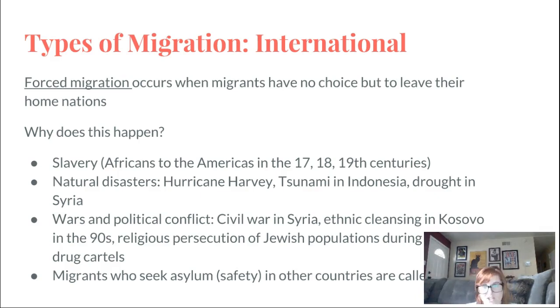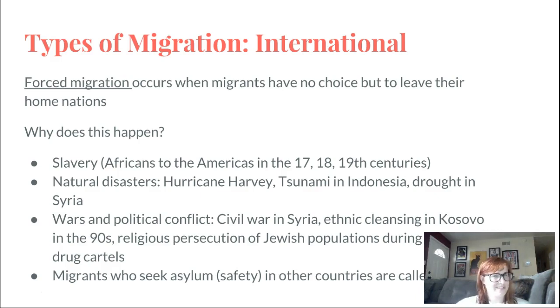So forced migrations are the ones that we spend the most time talking about. There's lots of different types of forced migrations, and I would say a goal for you guys is you should be able to explain the different types of migrations and give at least one example of each, okay? Forced migration is exactly what it sounds like. It's when migrants don't have a choice. They're forced to leave their home countries and settle in a new country.